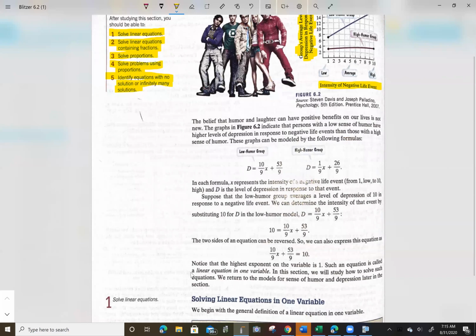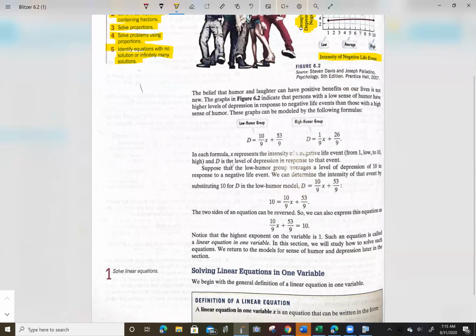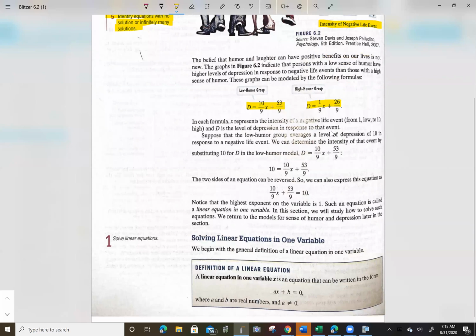And then the equations that make up those lines, those linear relationships, are right here. And then it goes through, oh, sorry, you guys, early in the morning for me.